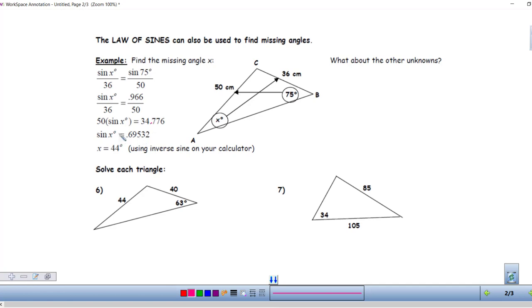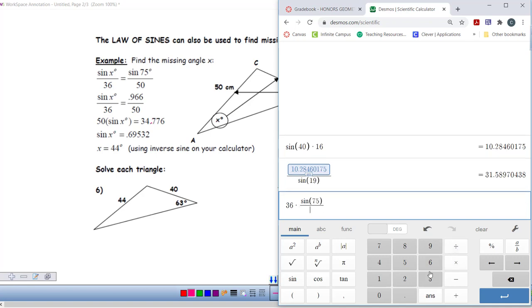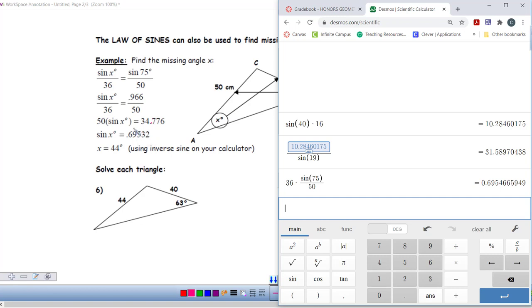And last step, since we have sine of x equals something, we need to find the angle. And just like when we used sine before, whenever we find the angle, we have to use inverse sine. So we're going to use inverse sine of this, and it gives us 44.36 times sine 75, and then divided by 50. There's where we got this decimal.